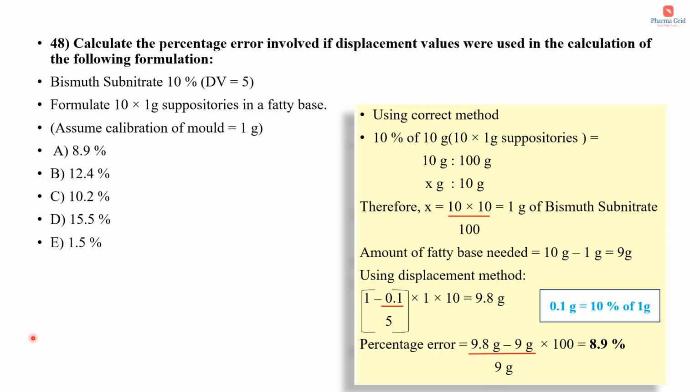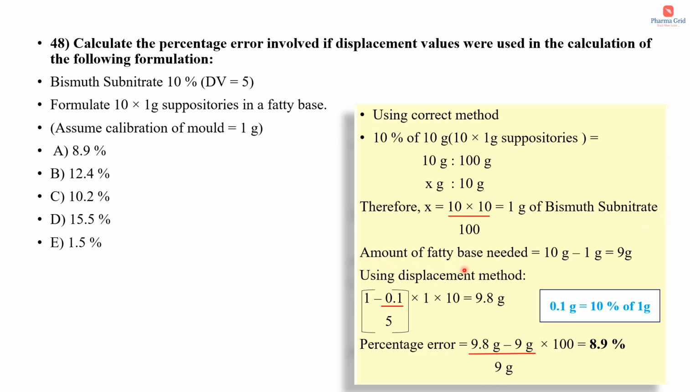Here, we will calculate the base required using the correct method and the displacement method, and thereafter we will find out the percentage error. Okay, so using the correct method, in the question they have given the strength of the drug is 10%. 10% means 10 gram is present in 100 gram. So let it be X gram in 10 gram, because we need to prepare 10 gram suppositories. So we need to find out the amount of bismuth subnitrate present in 10 gram. Therefore, X is equal to 10 into 10 divided by 100. That is equal to 1 gram of bismuth subnitrate. So this 1 gram of bismuth subnitrate is the amount of drug present in 10 gram of the suppository.